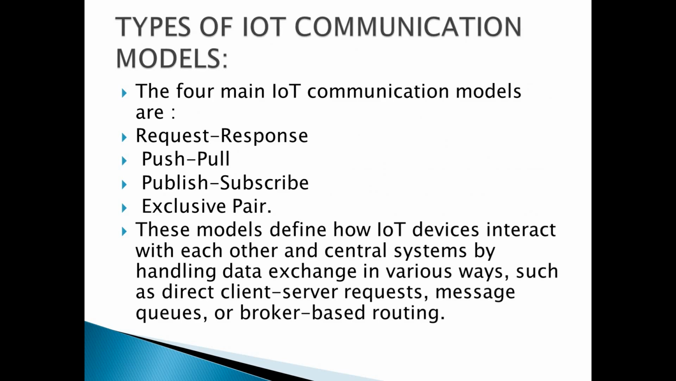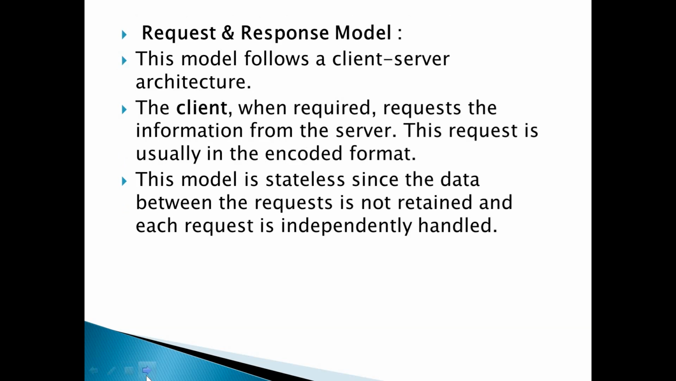What are the types of the IoT communication model? There are 4 types of IoT communication model. The first one is request and response, then push and pull, then publish and subscribe. The fourth one is the exclusive pair model. First model, the request and response model.